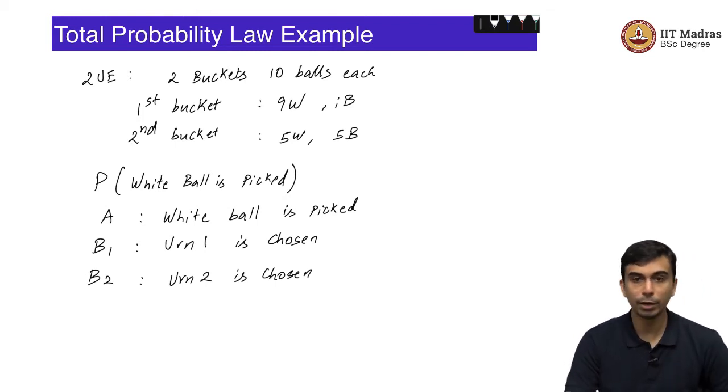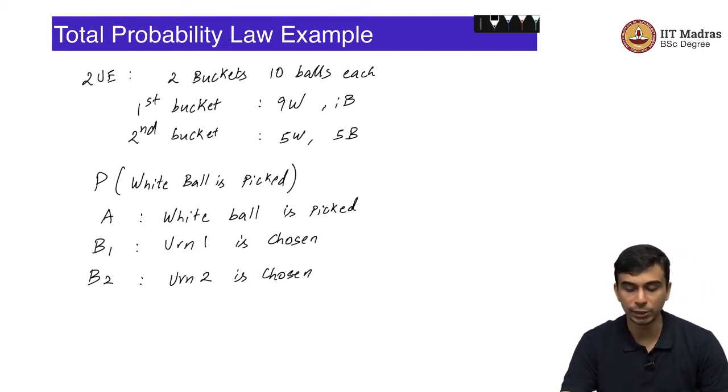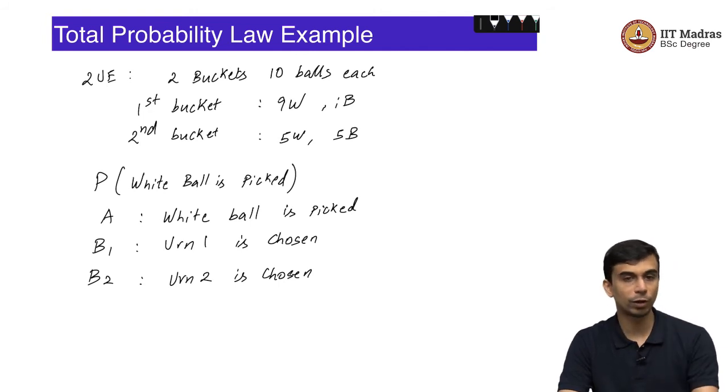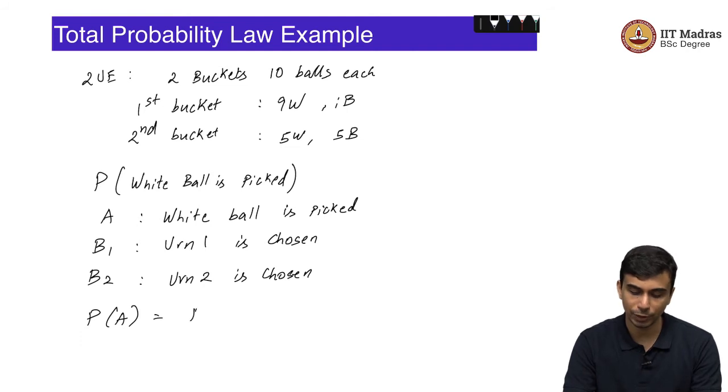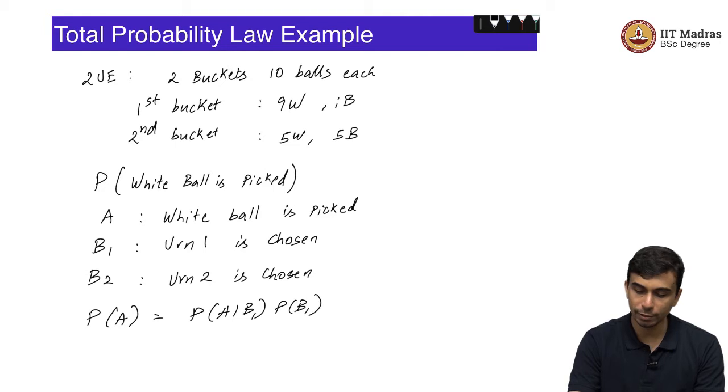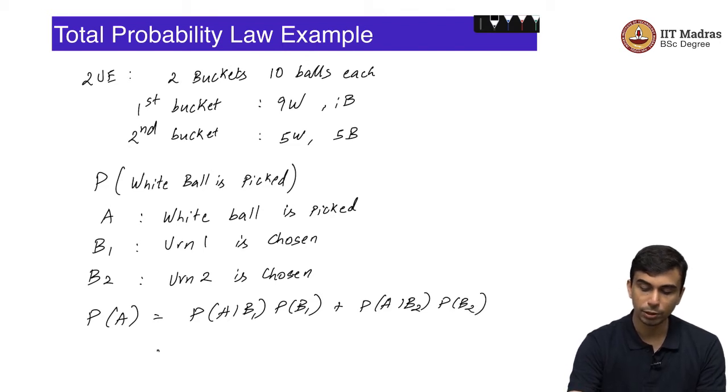You can clearly see that B1 and B2 are mutually exclusive and mutually exhaustive, right. You are choosing only one of the buckets, so it's either B1 or B2, and you're definitely choosing one of the buckets. So B1 union B2 should be exactly equal to the sample space. So you can write probability of A as probability of A given B1 into probability of B1 plus probability of A given B2 into probability of B2, right.